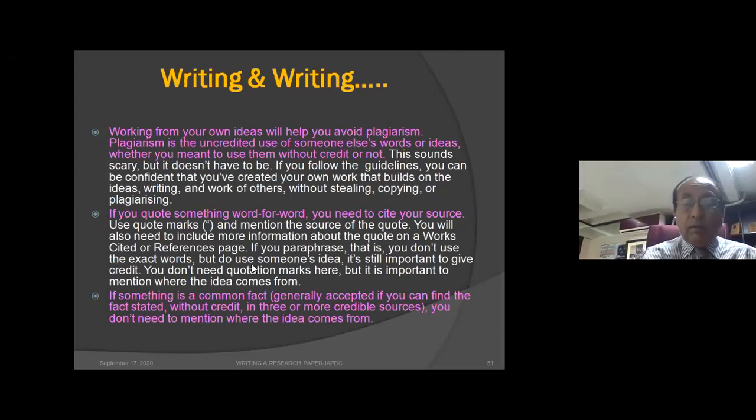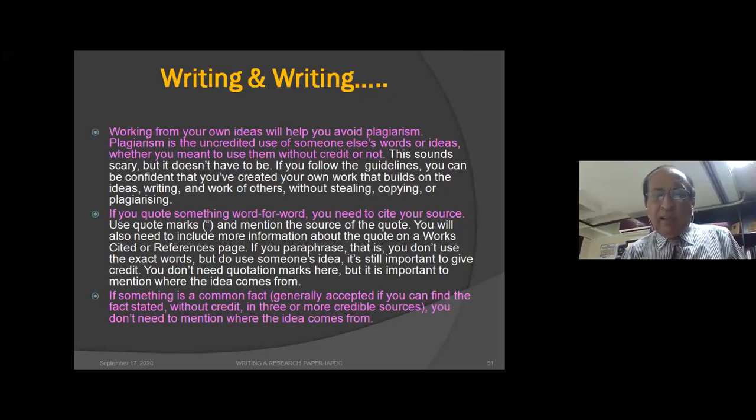If something is a common fact, generally accepted by all, so if you can find the fact stated without credit in three or more credible sources, you don't need to mention where the idea comes from. So you see, this is an exception. If the idea which you are going to use in your paper is already given in two, three, or even more credible sources, then it is not necessary that you give citation or some reference to that. Okay, I think this is very clear. This is different from the earlier discussion.